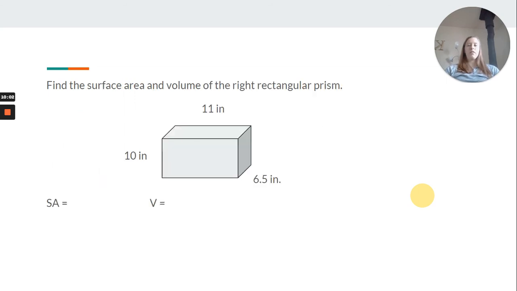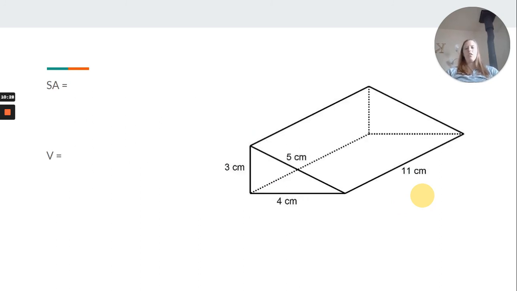Surface area and volume of the right rectangular prism. Surface area, we've got to find each one. So we would take 10 times 6.5 times 2, 10 times 11 times 2, and 11 times 6.5 times 2. Add them together and you get 493 inches squared. Volume, you just take all 3 times each other. So 10 times 11 times 6.5, and you get 715 inches cubed.